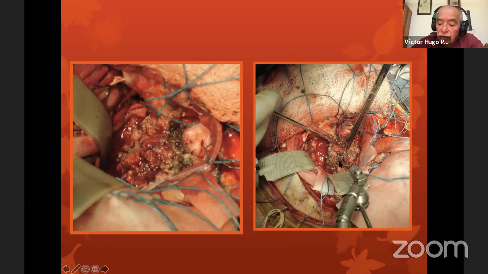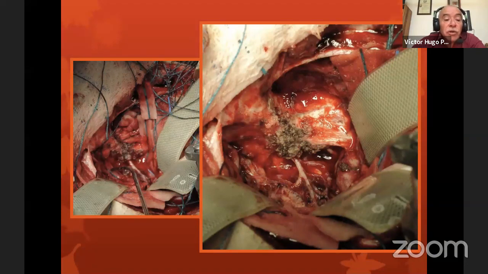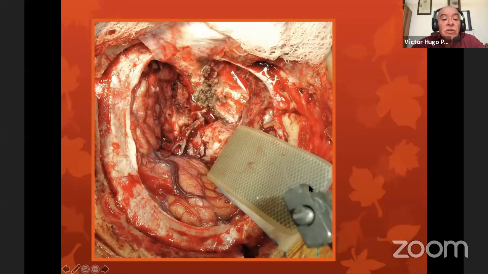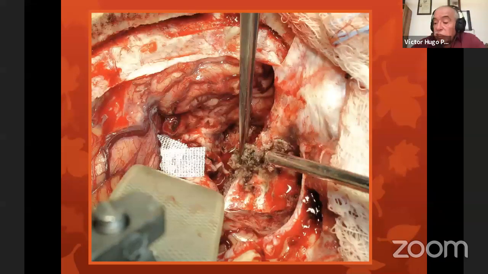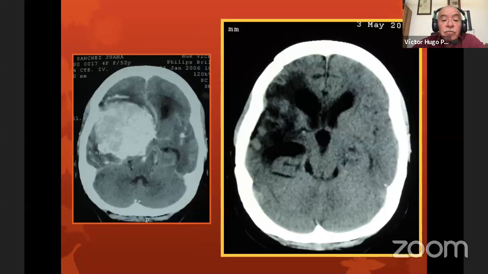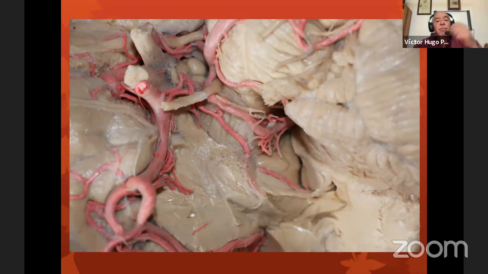So in this case, I was removing this very big tumor. And at the end of this surgical procedure, we can see this artery. Look at this. This is the supraclinoid carotid artery, anterior and middle cerebral artery. So the patient did very well, and the tumor was removed totally. This is a pre-surgical axial tomography, and this was the postoperative image. This is another picture. We can see in here the supraclinoid carotid artery, middle cerebral artery, bifurcation.